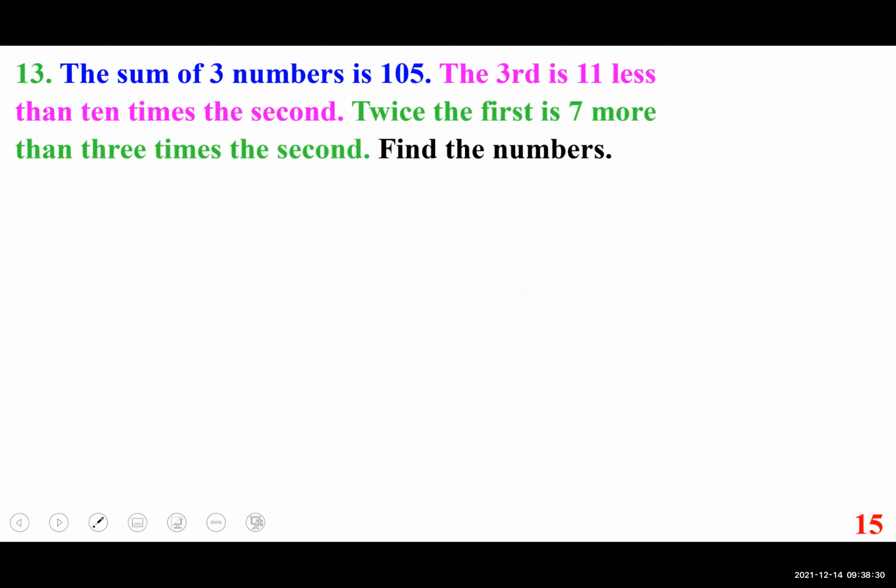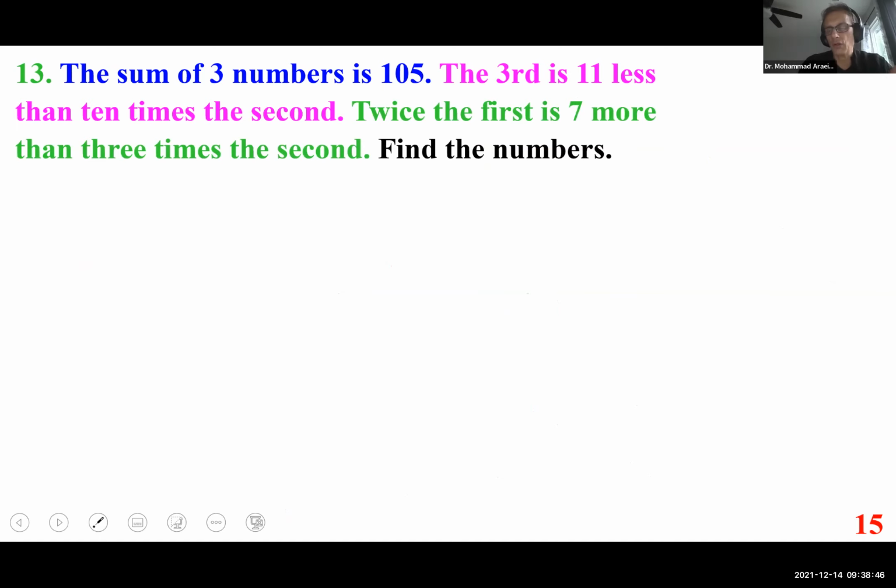The sum of three numbers is 105. The third is 11 less than 10 times the second. Twice the first is 7 more than 3 times the second. Find the numbers. Perfect. First and foremost, let's define the numbers.